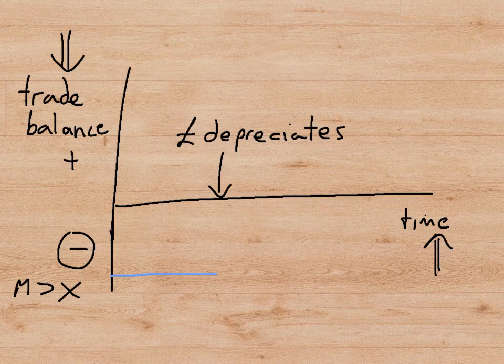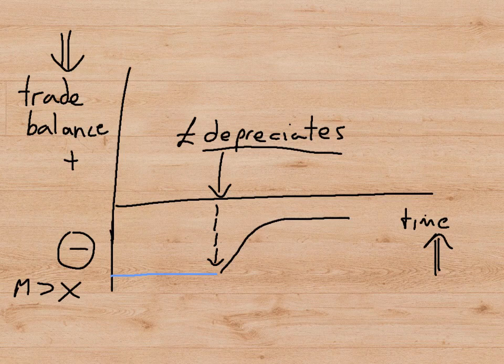So the trade deficit is shown by this blue line, and imagine at some point in time, for some reason the pound depreciates, maybe because UK interest rates fall relative to the interest rates of the Eurozone. We would expect that with the depreciation of the pound, UK exports would become more competitive, and so the trade balance should improve from its negative level to a less negative level.